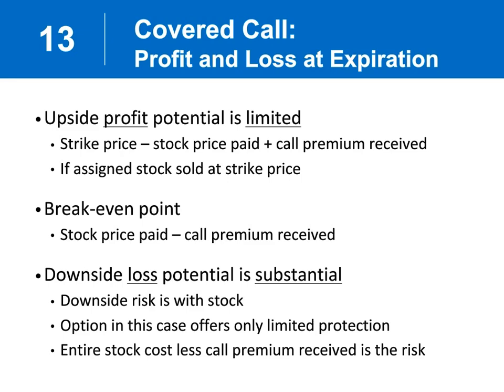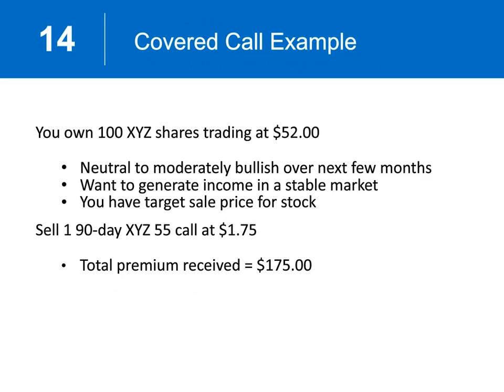We're going to go through our first example and put some numbers on the board, and that should make things easier for you to understand. Let's look at company XYZ, which you own shares in. It's trading for $52 a share, and you've done your analysis on the market, fundamental and technical analysis, and you've decided that you are indeed neutral to moderately bullish, which means you don't think you can gain a whole lot with this stock position. You don't want to sell it. You're not bearish, but you don't think there's a whole lot to be gained by owning this stock.